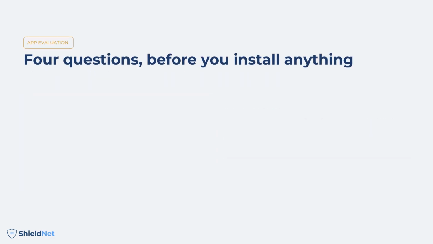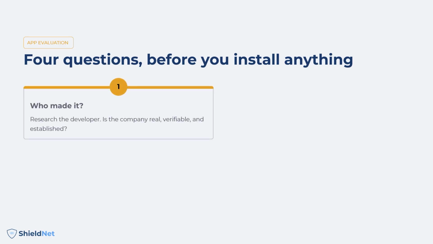4 questions, asked before installing any app or signing up to any service, catch the vast majority of problematic tools before they cause harm. Who made it? Green, a known established developer or company with a real website and contact information. Red, unknown developer with no web presence or a name very similar to a well-known app. WhatsApp Free, Geozorgle Maps, with no privacy policy linked.